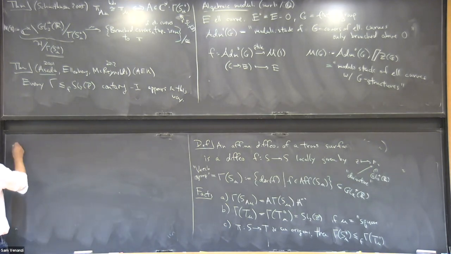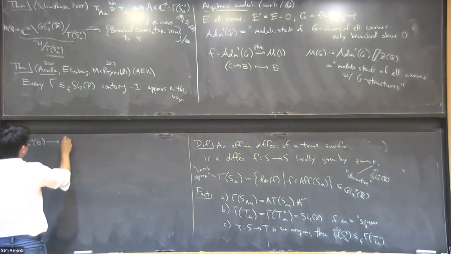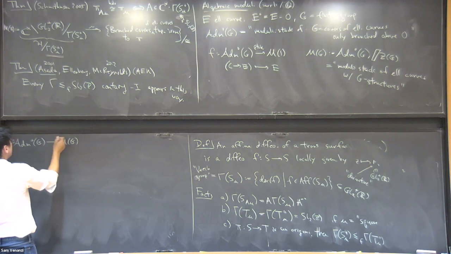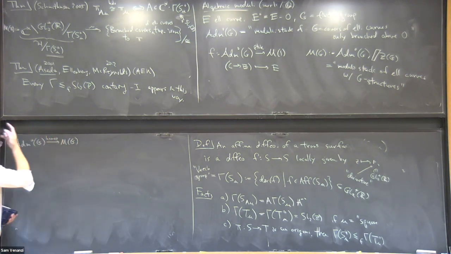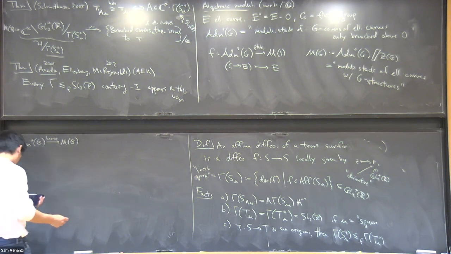Let me also mention the relationship with ADM0. There's a natural quotient map from ADM0G to MG. For experts, this is a gerbe. Otherwise, you should think of it as just a homeomorphism. So it induces a homeomorphism on underlying topological spaces.